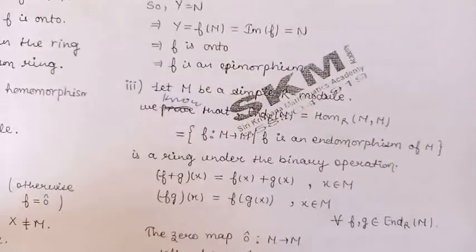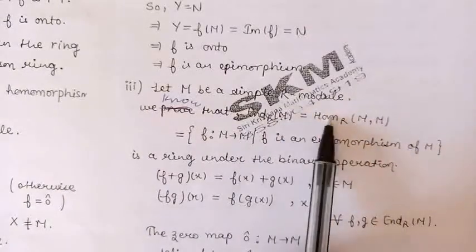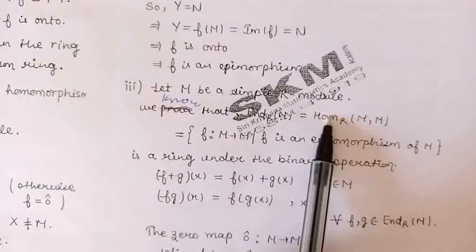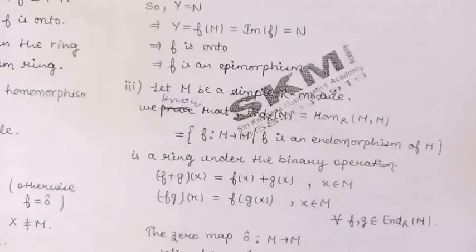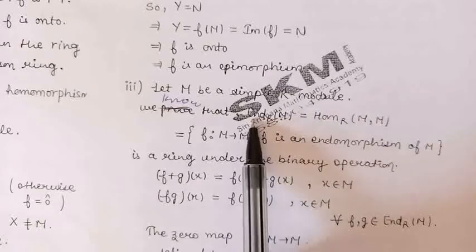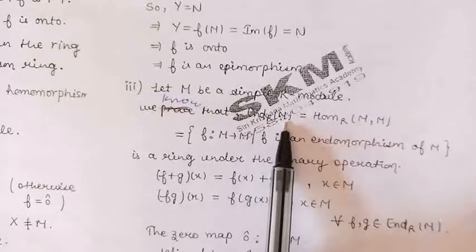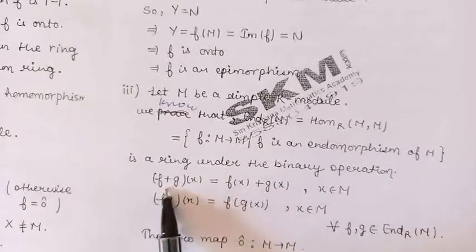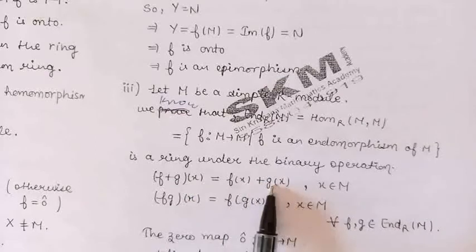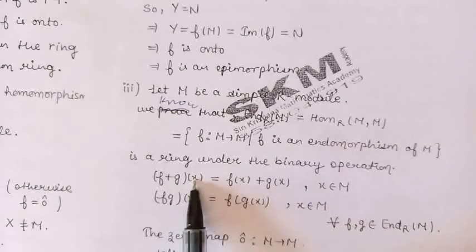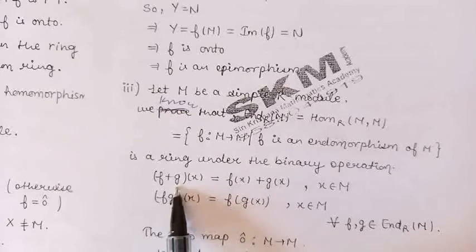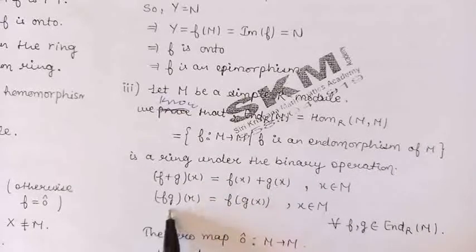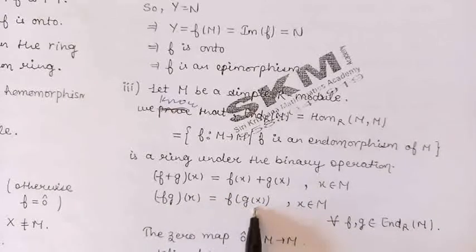In the third part, we are given that M is a simple R module, and we are to prove that the set of endomorphisms of M is a division ring. We already proved that the set of endomorphisms of M is a ring under the binary operation (f+g)(x) = f(x) + g(x). Here x belongs to M, and f and g are endomorphisms of M. And the second operation, the image of x under fg is equal to f(g(x)).